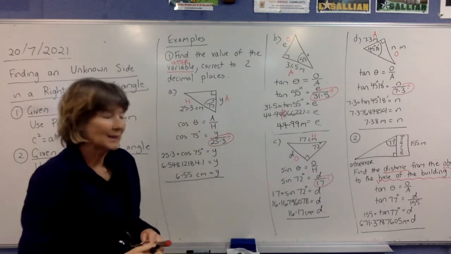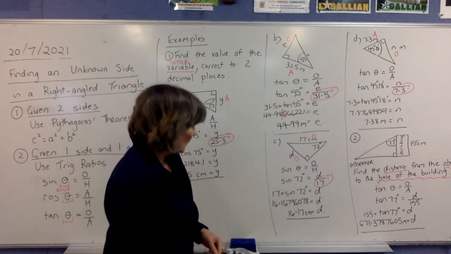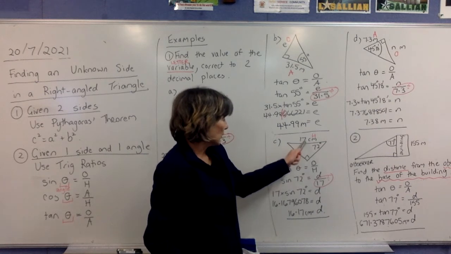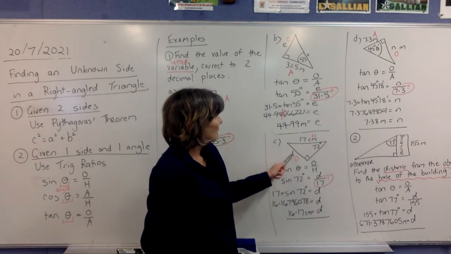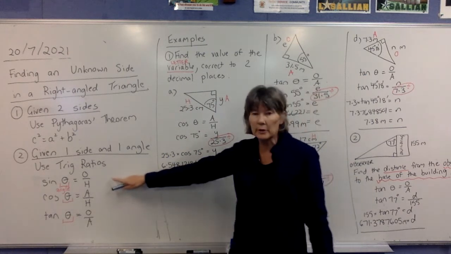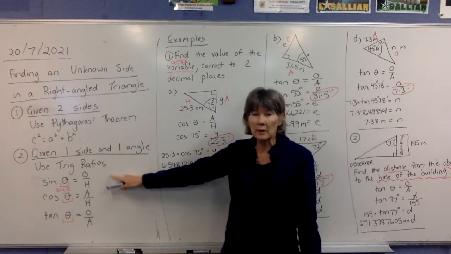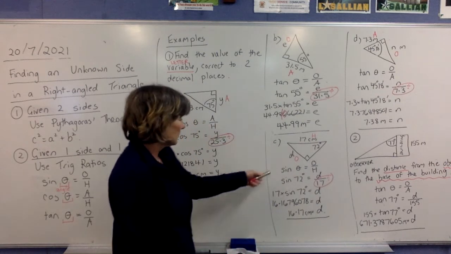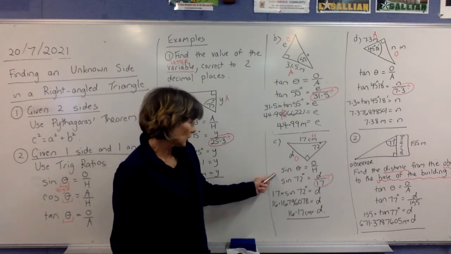Okay, looking at C. So this time, we've got the hypotenuse opposite the right angle. We've also got the opposite side. So this time, with the opposite side and the hypotenuse, we're using sine. So we're going to write that formula down. Sine theta equals O over H.